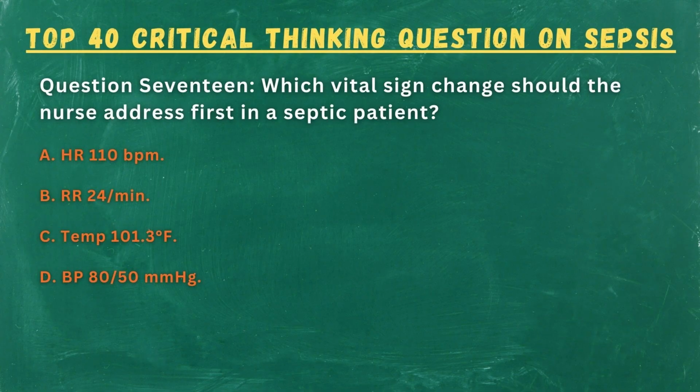Question 17. Which vital sign change should the nurse address first in a septic patient? A. HR 110 BPM. B. RR 24 per minute. C. Temp 101.3 degrees Fahrenheit. D. BP 80/50 mmHg. Answer: D. BP 80/50 mmHg.